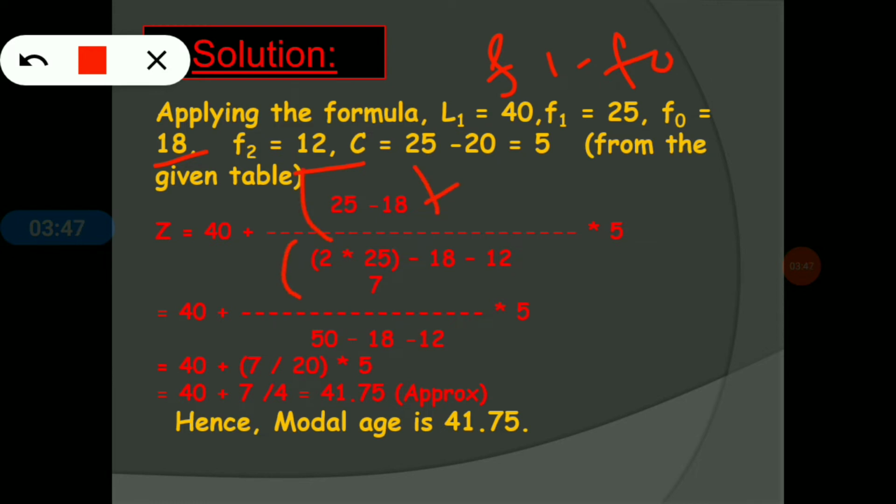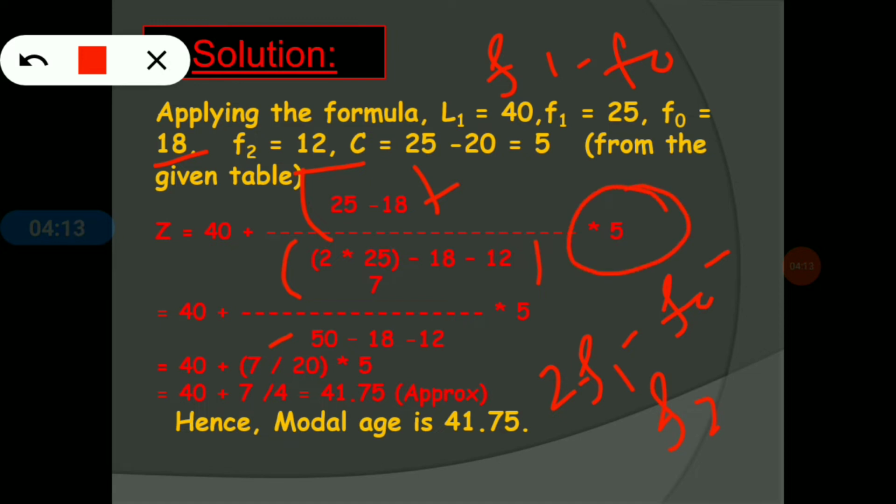And now going to the denominator part. The formula is 2F1 minus F0 minus F2. So 2F1 means 2 into 25, that is equal to 50, minus 18, 18 means F0, and F2 means 12. So 50 minus 18 minus 12, which is equal to 20, into 5.